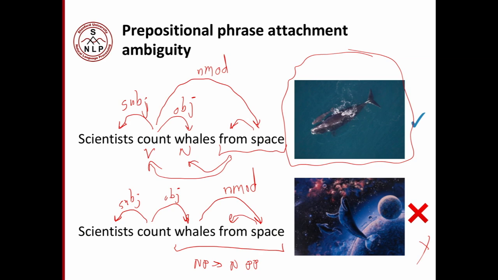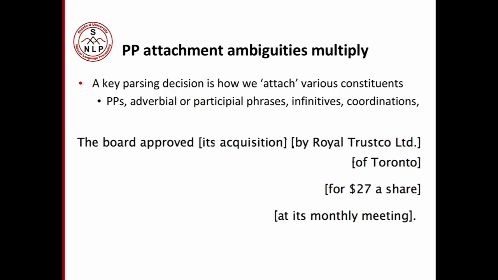It seems maybe not that hard there, but it gets worse. This isn't as fun an example, but it's a real example of a sentence from the Wall Street Journal, actually. The board approved its acquisition by Royal Trust Co. Limited of Toronto for $27 a share at its monthly meeting. Boring sentence. But what is the structure of this sentence?